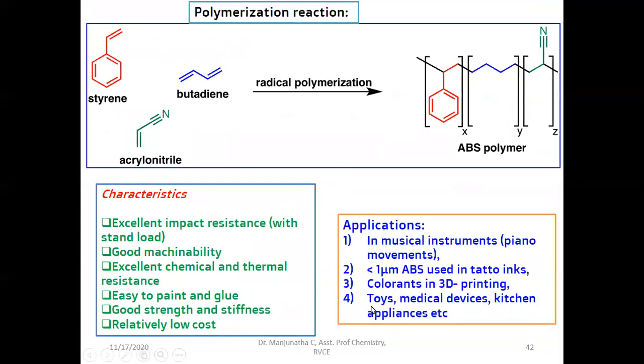This is the actual reaction in the free radical polymerization of ABS polymer. ABS requires three monomers. One is styrene, this is butadiene, and this is acrylonitrile. You can get ABS polymer of different types depending on the x, y, z composition. This is the styrene part, this is the butadiene part, and this is the acrylonitrile part. Here, the double bond present in this one, these two double bonds, and this double bond are involved in free radical polymerization.